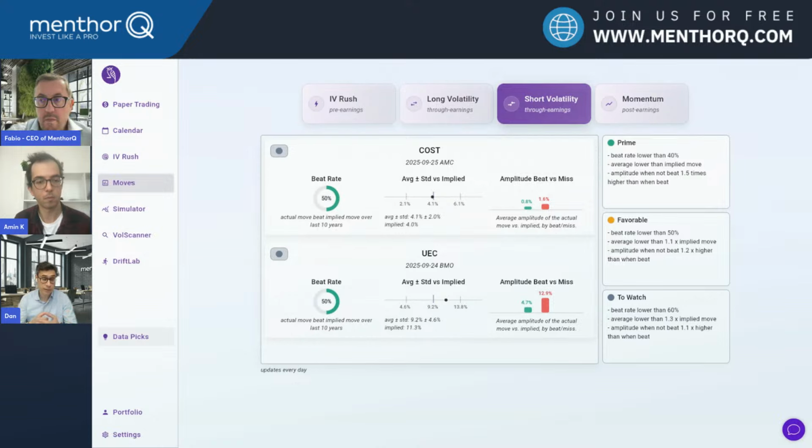Where are maybe some interesting levels? And MenthorQ gives us these levels where maybe a move can stop. And the other thing, not only but you can also play what happens after earnings, which is the peak, the drift. You see here, there's the drift lab. This is something also like the IV ramp in the beginning, something special you can do afterwards.